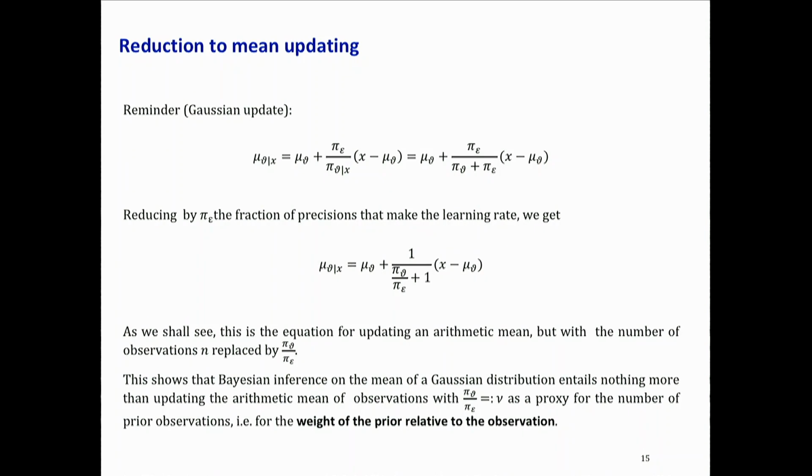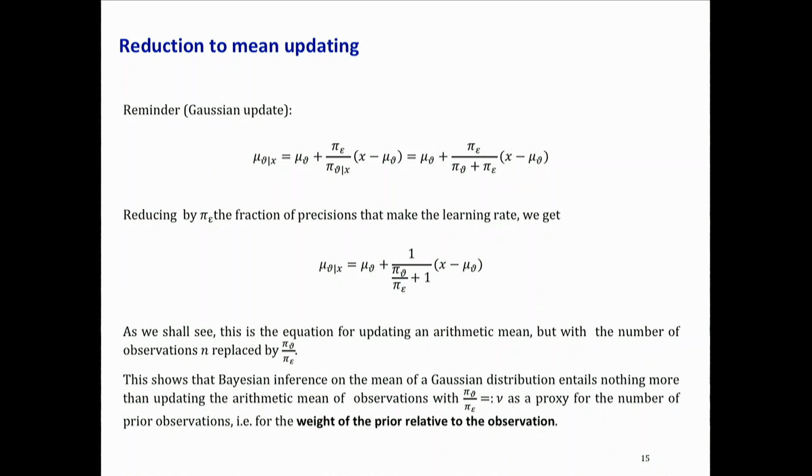We had, as our weight, here was the new observation, here was the previous mean, and then we had 1 over n plus 1. Now, n, of course, was a natural number. It was 0, 1, 2, 3, and so on. Here, this is a ratio of precisions. Precisions are always positive, so this is a positive number. And since this is as if n had been replaced by this little fraction here, which is positive, we're just going to call this fraction nu.